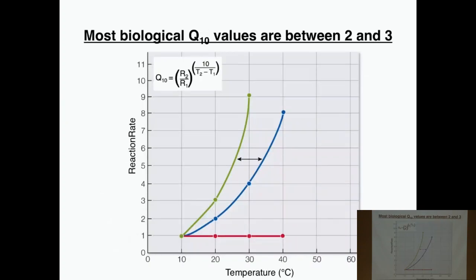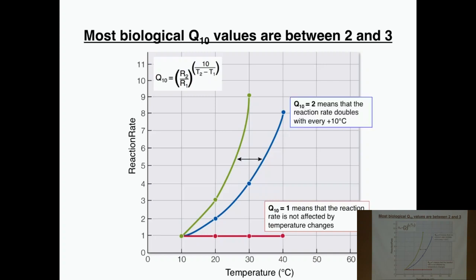So we'll do that right now. Most biological Q10 values are between 2 and 3, and that is indicated by these two lines on the graph here. Q10 equals 1 means that the reaction rate is not affected by temperature changes. In other words, the reaction rate is constant no matter what the temperature is. A Q10 value of 2 means that the reaction rate doubles with every 10-degree increase in temperature. And a Q10 of 3 means that the reaction rate triples with every 10-degree increase in temperature.